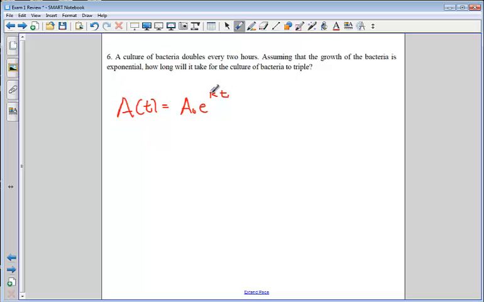So to review this real fast, remember a couple things. This is the initial. We call this the initial value. It's what you start at. And then this k has a special name. K is called the relative growth or decay rate. In this case, it's growing because it's doubling every 2 hours. So this is the relative, in this case, growth rate.